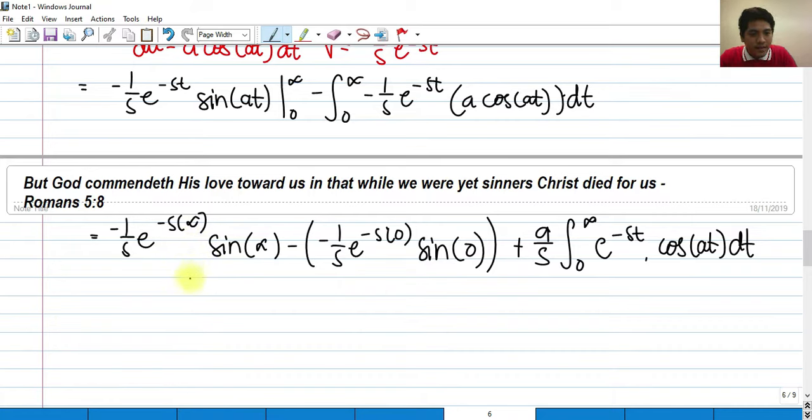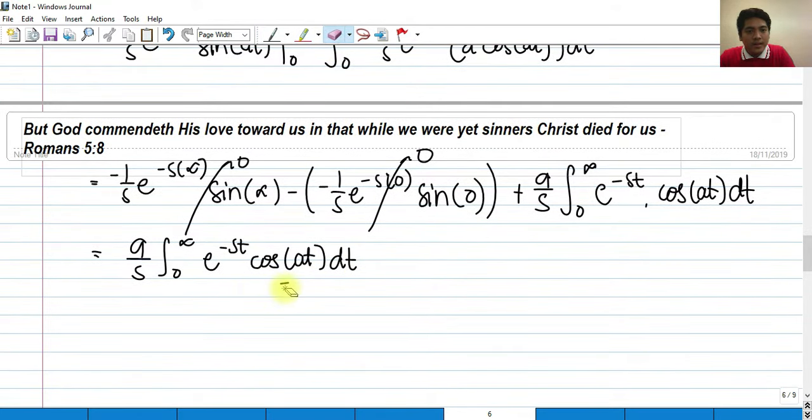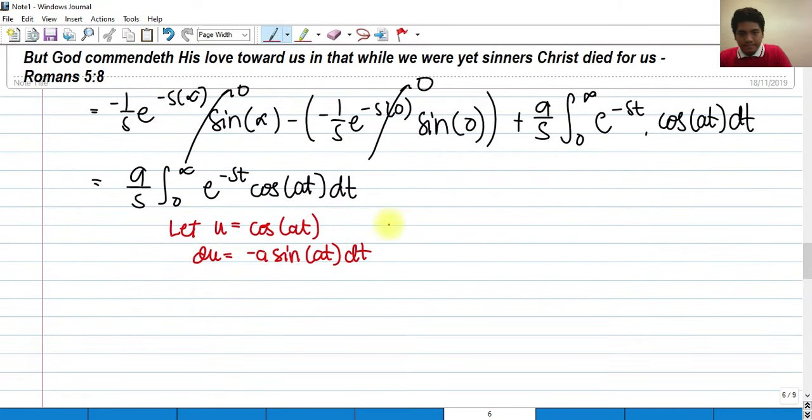So let's evaluate this. Again, this would become 0 because of this term. And this is 0 again because of sine of 0. So the whole term is 0. So we have now a over s, the integral from 0 to infinity of e raised to negative st cosine of at dt. And in order for us to integrate this, we need again to use IBP, let u equal cosine of at, and du would be negative a sine of at dt, that is simply the derivative. So again, our dv is still the same, and our v is still the same. So apply again the uv minus integral of v du.